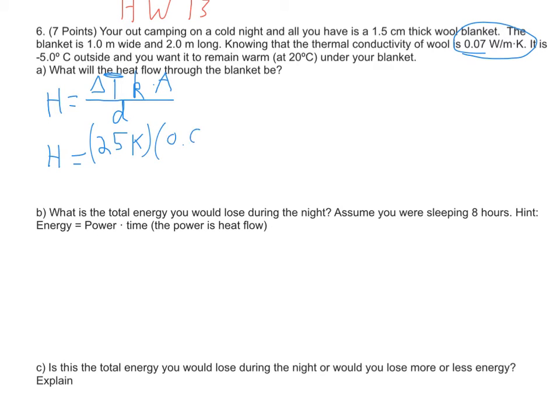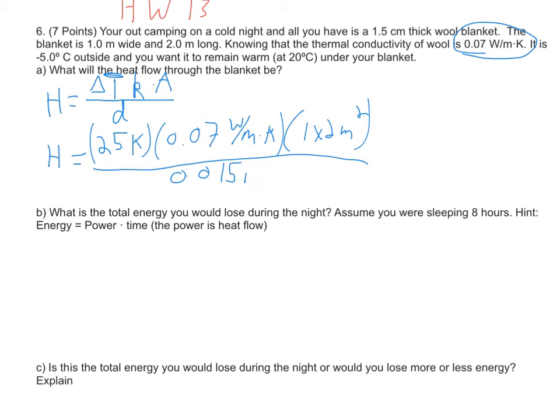Our thermal conductivity is given to us, 0.07 watts per meter times Kelvin. Then the area is the size of our blanket, which would be 1 times 2, in meters squared is what our units will come out to. Then you divide that by the thickness of your blanket. Again, we want meters as our units, so this would be 0.015 meters. Alright, so there's that, and you guys can do the calculation. You should be able to come up with a correct number, and what you'll find is the number is the equivalent of like 4 light bulbs all burning at the same time, which is a pretty wild amount of heat you're losing all the time. Then the next question asks us what the total energy is.